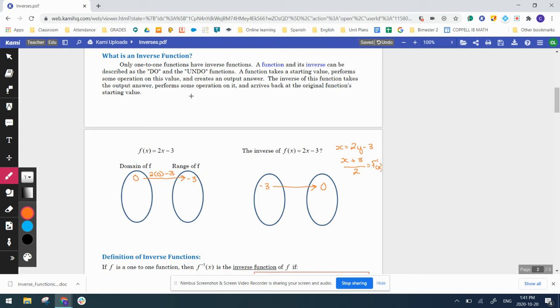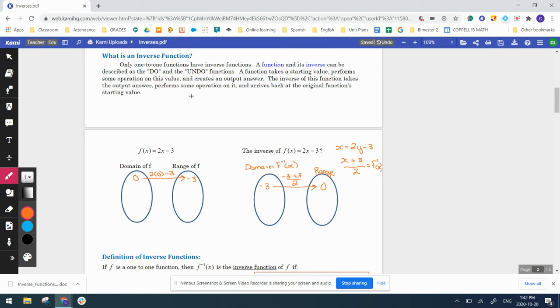So if I put in negative 3 plus 3 divided by 2, negative 3 plus 3 is 0, 0 divided by 2 is 0. So I started here, I performed a function, then I undid that function in order to get back. So this is the domain of f inverse of x, and this is the range.